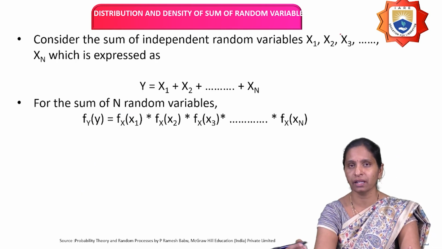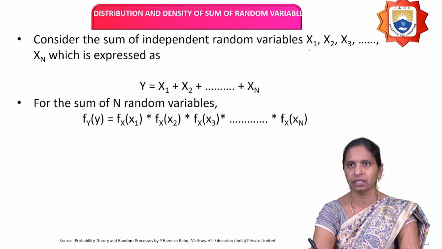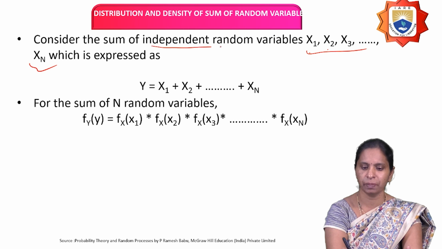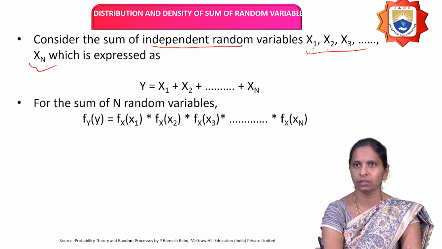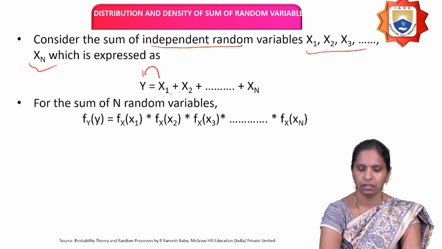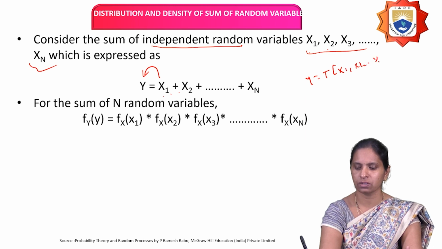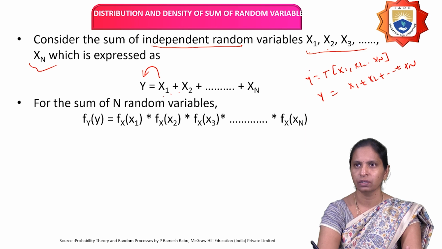Now we can apply this for n random variables also. For example, consider n random variables X1, X2, X3 and so on up to Xn, and all these random variables are statistically independent. Then I add all these independent random variables, X1 plus X2 plus and so on plus Xn, and store this in a new variable Y. Y is the transformation of X1, X2 and so on Xn. The operation here is just adding all these random variables so that you get a new random variable Y. The operation performed here is random variable addition.